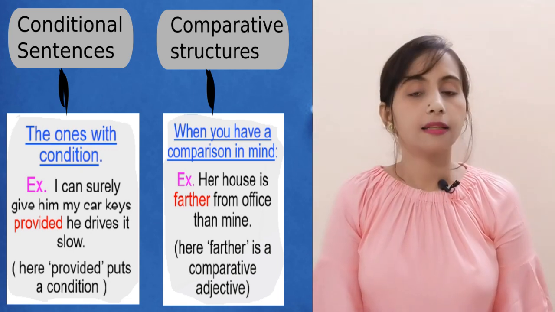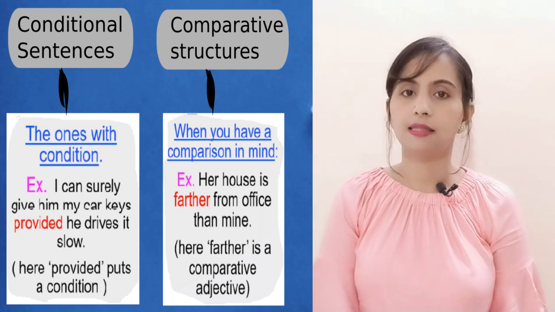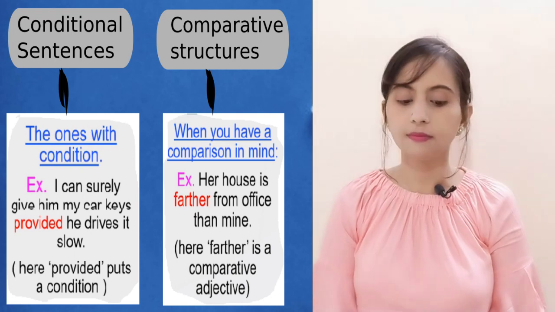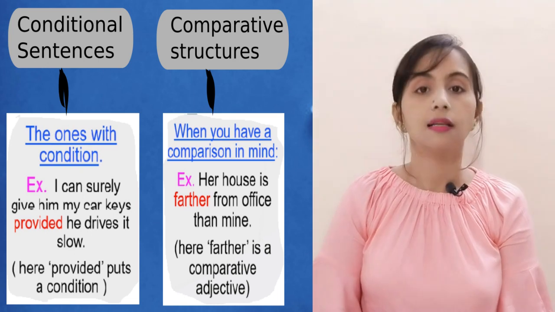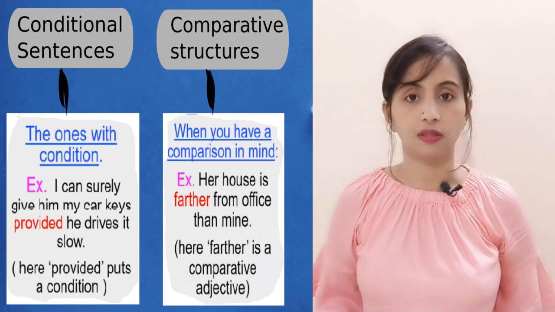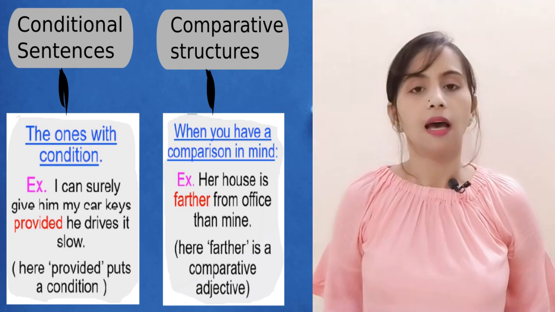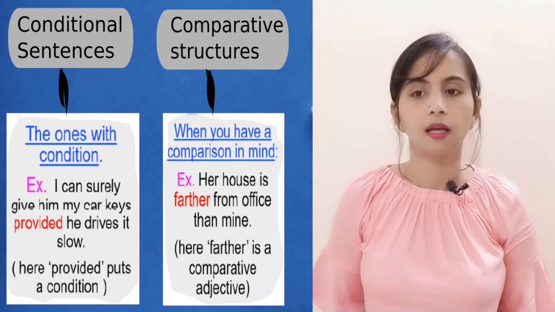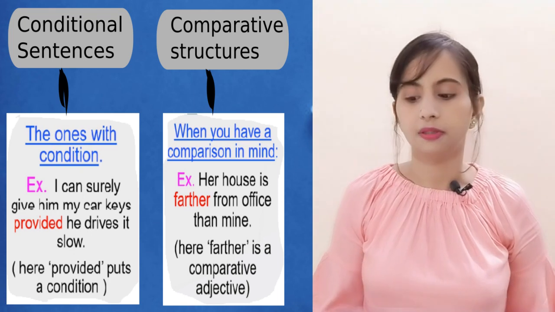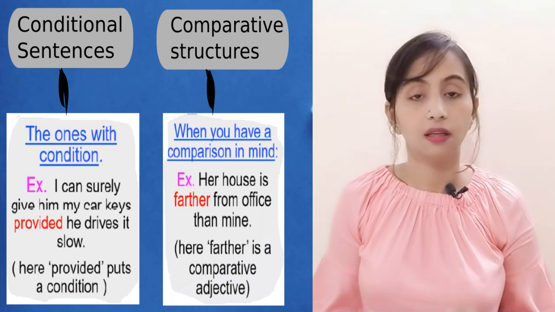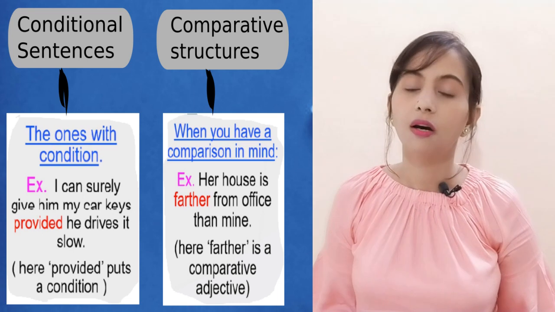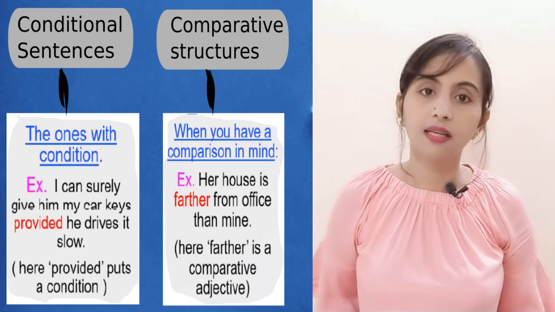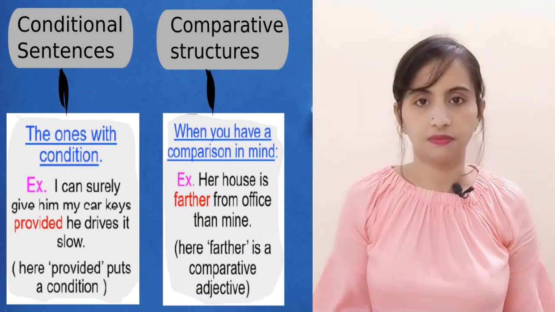Let's get started. Now conditional sentences. Example: I can surely give him my car keys provided he drives it slowly. Next come the comparative structures. In comparative structures, there is a comparison in our mind. So let's take an example. Her house is further from the office than mine. Here, further is a comparative adjective.